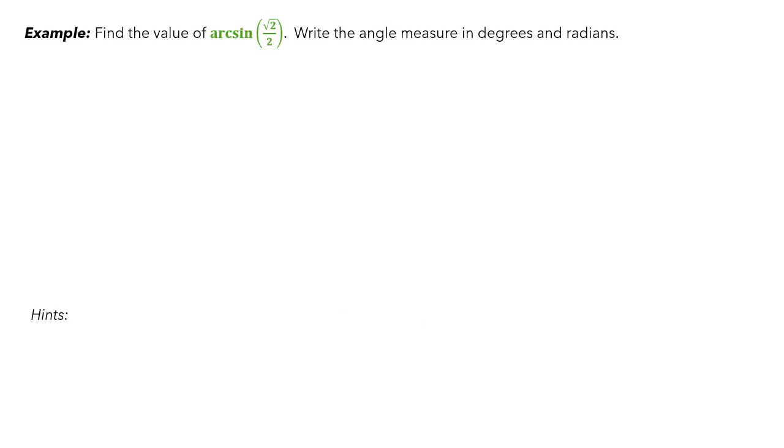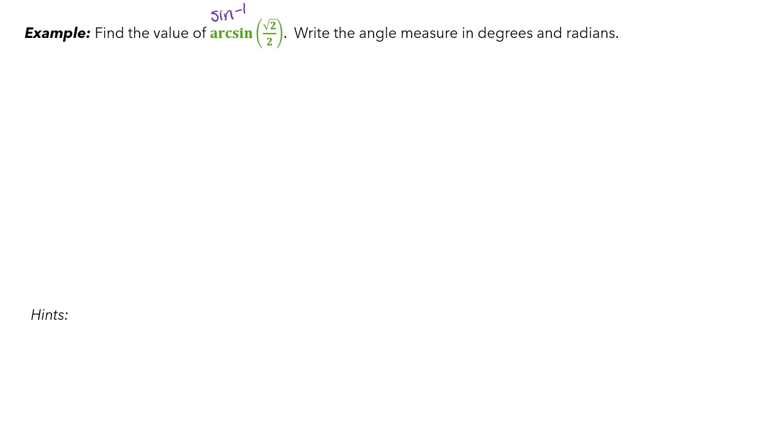So to an example here. We are asked to find the value of arc sine, remember, that's the same thing as inverse of sine, of square root of 2 over 2. We want to write our answer, which will be an angle measure, in degrees and radians. We're going to be doing both.